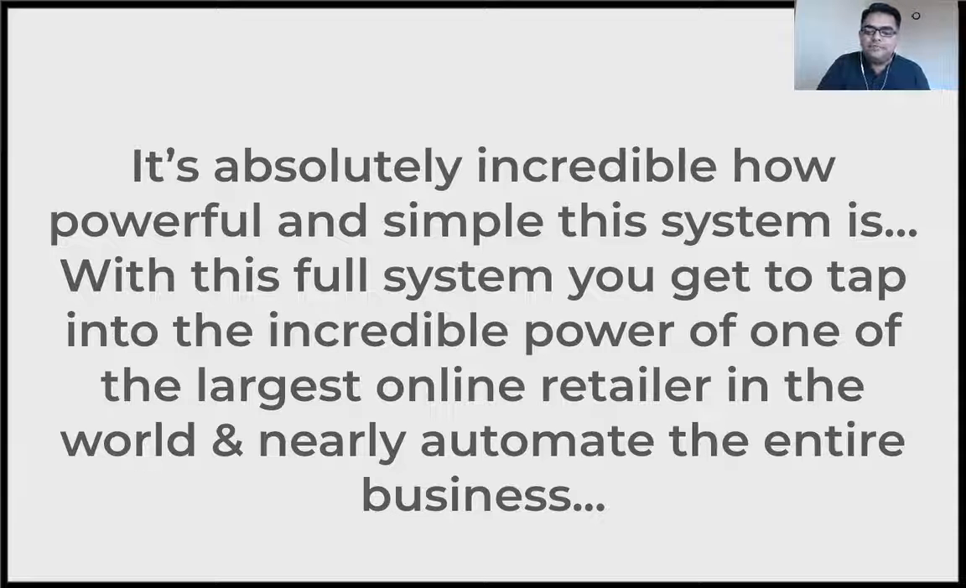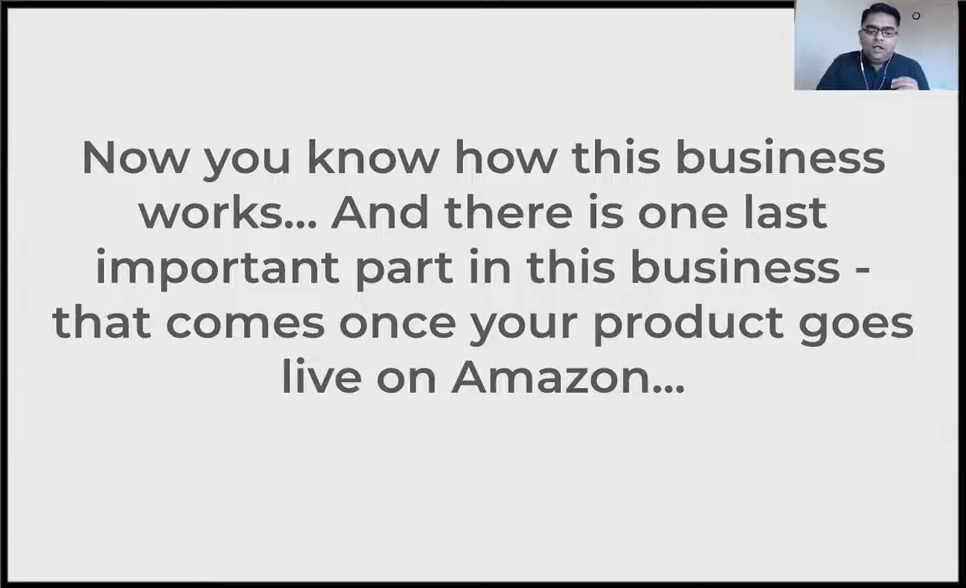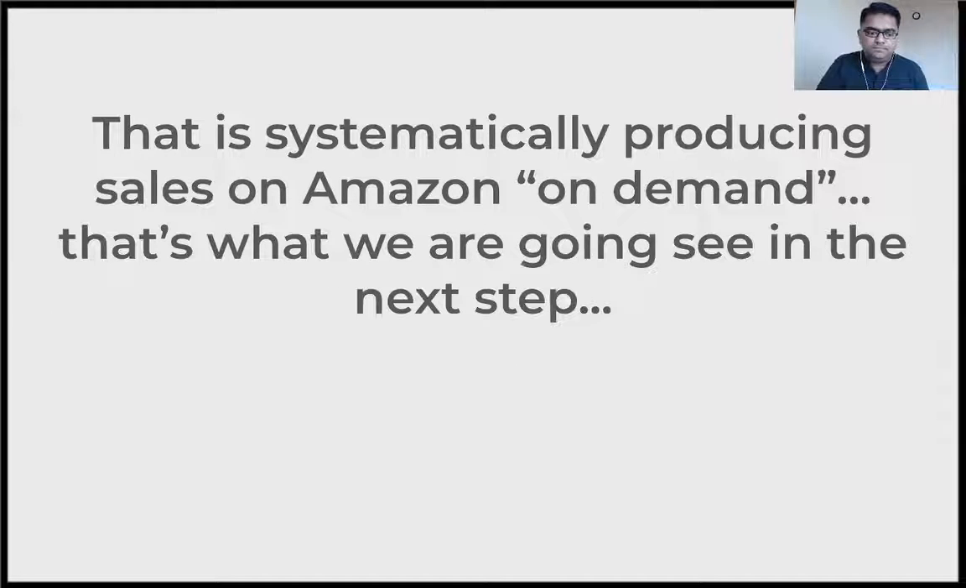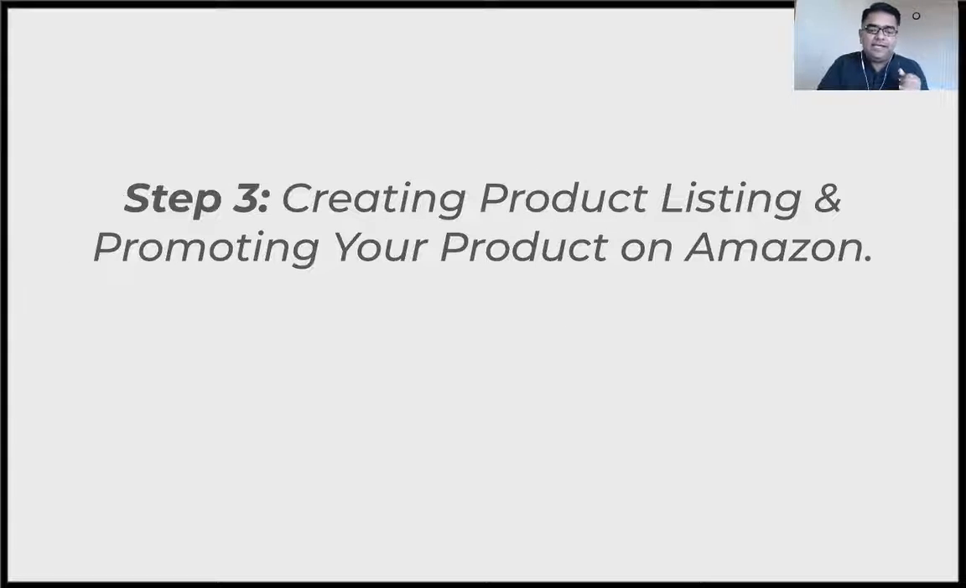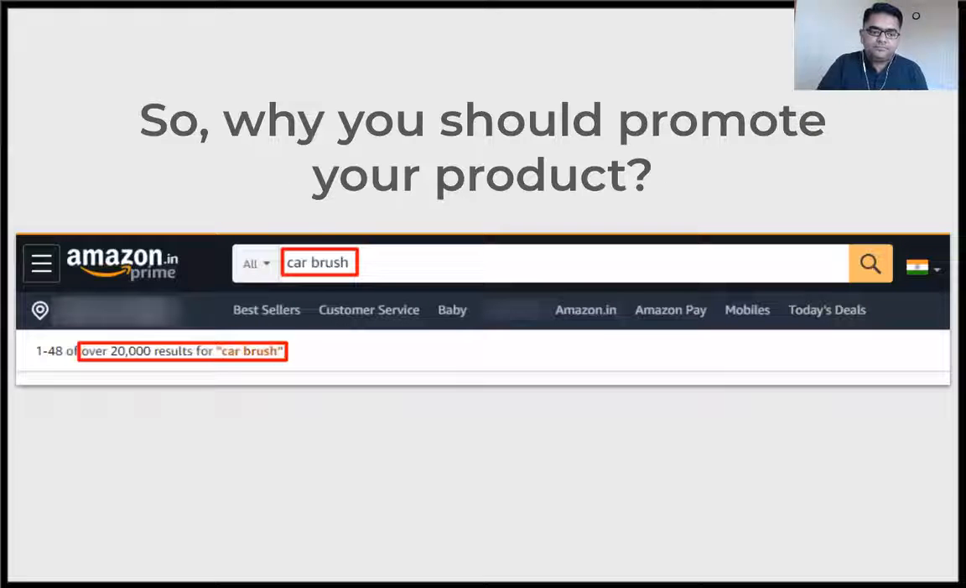With this powerful system, you get to tap into the incredible power of one of the largest online retailers in the world and nearly automate the entire business. Now, you know how this business model works. And there is one last important part in this business. That comes once your product goes live on Amazon. That is systematically producing sales on Amazon on demand. That is what we are going to see in this next step. That is step number 3, creating your product listing and promoting your product on Amazon.